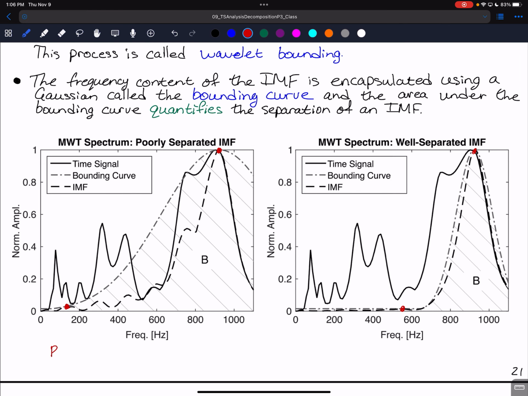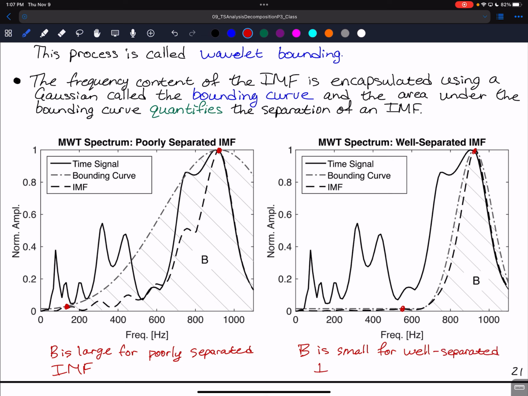Okay, so B here is large for a poorly separated IMF. And then over here, B is small for well-separated IMFs. And it's relatively small in comparison.